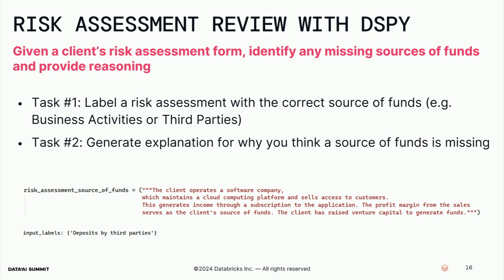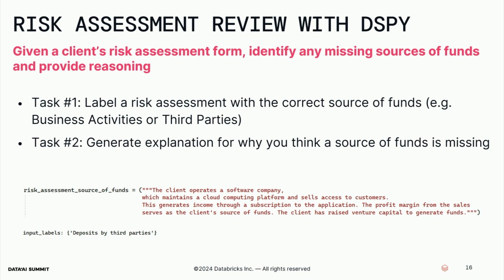Task 1 involves identifying each risk assessment form with the correct source of funds. And then that can be business activities or third parties. Task 2 takes it further by generating a detailed explanation for any discrepancies or missing information regarding fund sources. That enhances transparency and compliance for the financial institution.